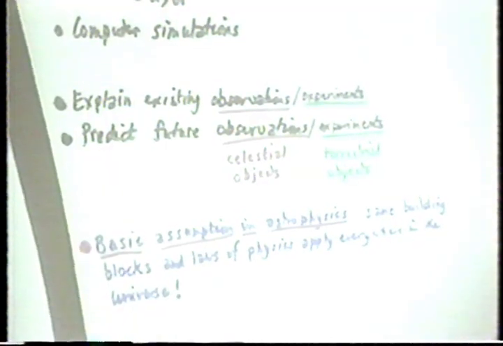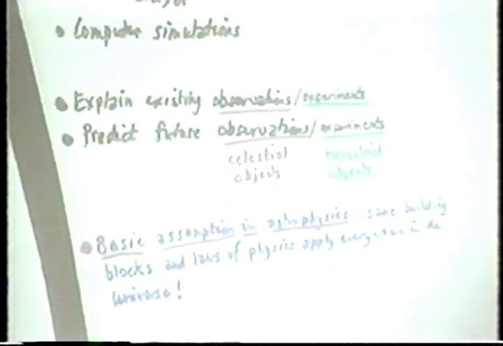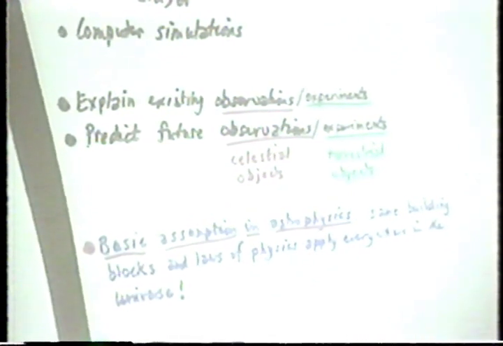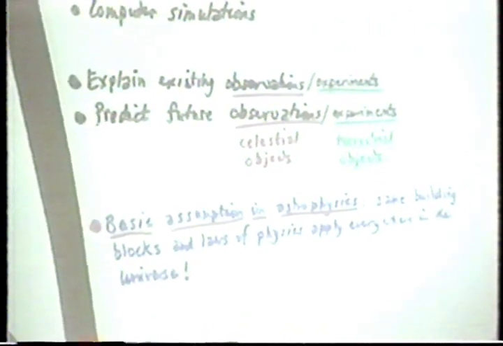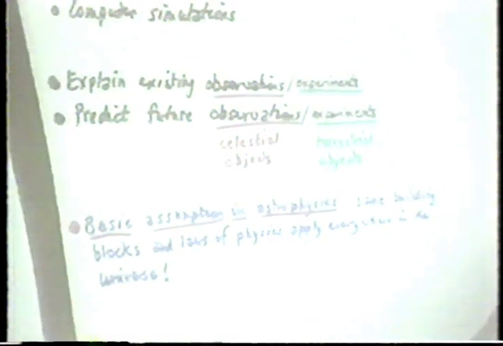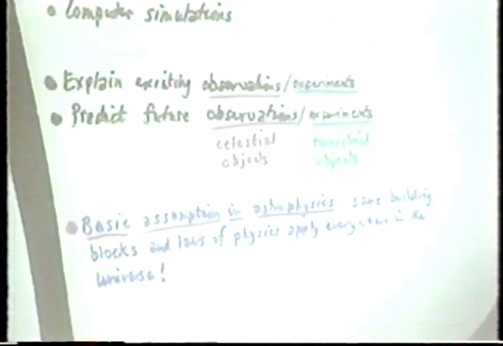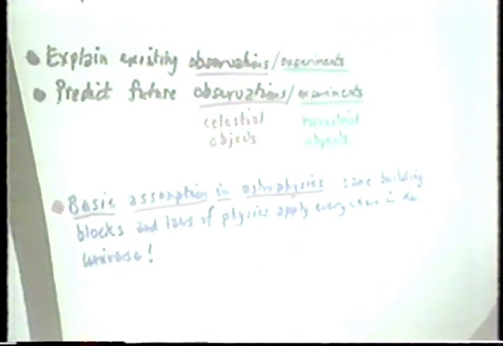Now, the test of whether you've done something right is whether you can, one, understand existing experiments or observations, and two, can you predict something? Can you predict something that hasn't been observed or hasn't been measured in the lab? And the basic assumption that you make when you're working in astrophysics is that you have the same building blocks and the same laws of physics applying everywhere in the universe. That's a bold assumption, but it simplifies matters greatly, because if you think about it for a minute, you would say, well, if I can invent a new law for every new thing I see up there, I'm probably not making much progress. And indeed, I'm probably setting science back rather than forward.